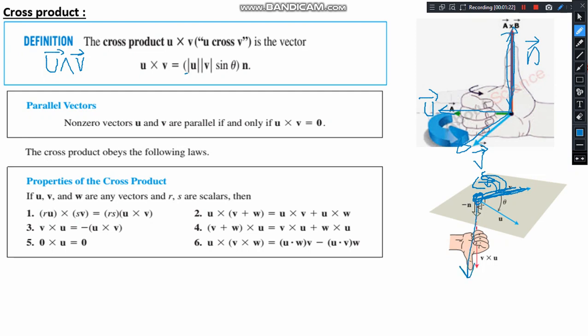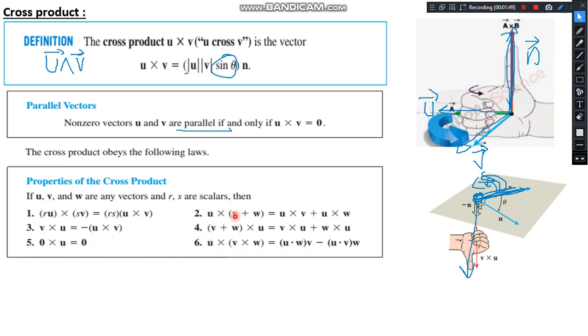So always, if the vectors are parallel, we know that sine 0 or sine 180 is 0, so it means u cross v is equal to 0. So when u cross v is 0, the vectors are parallel. If u, v and w are vectors and r and s are scalars, if you multiply r by s, you can put it outside. v cross u is minus u cross v. 0 cross u is 0.